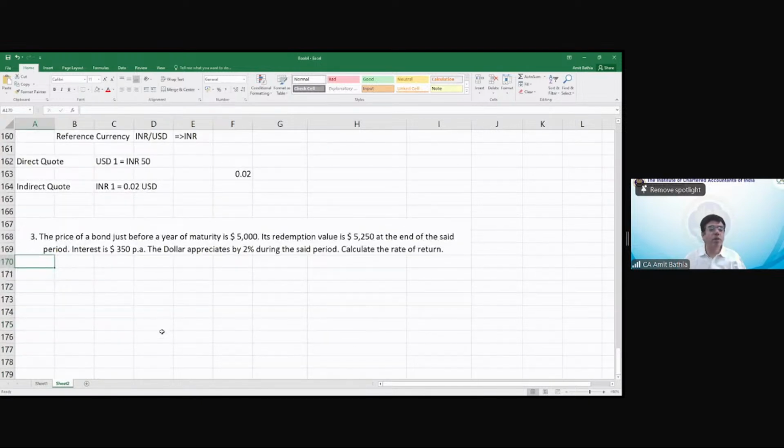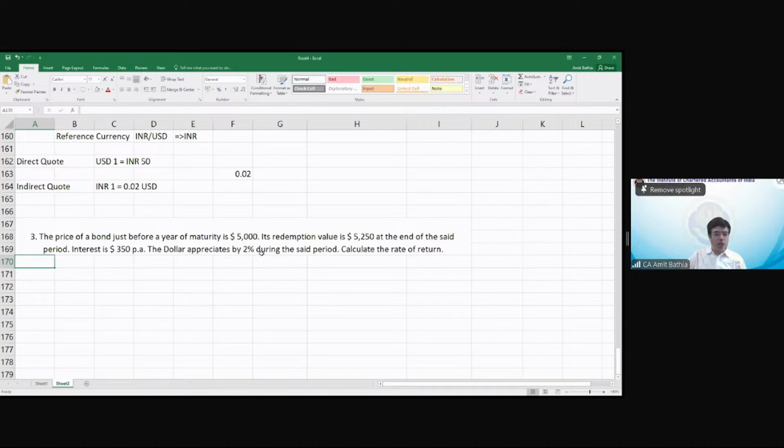The price of a bond just before a year of maturity is $5,000. Its redemption value is 5250 at the end of the said period. Interest is 350 per annum. The dollar appreciates by 2% during the said period. Calculate the rate of return.